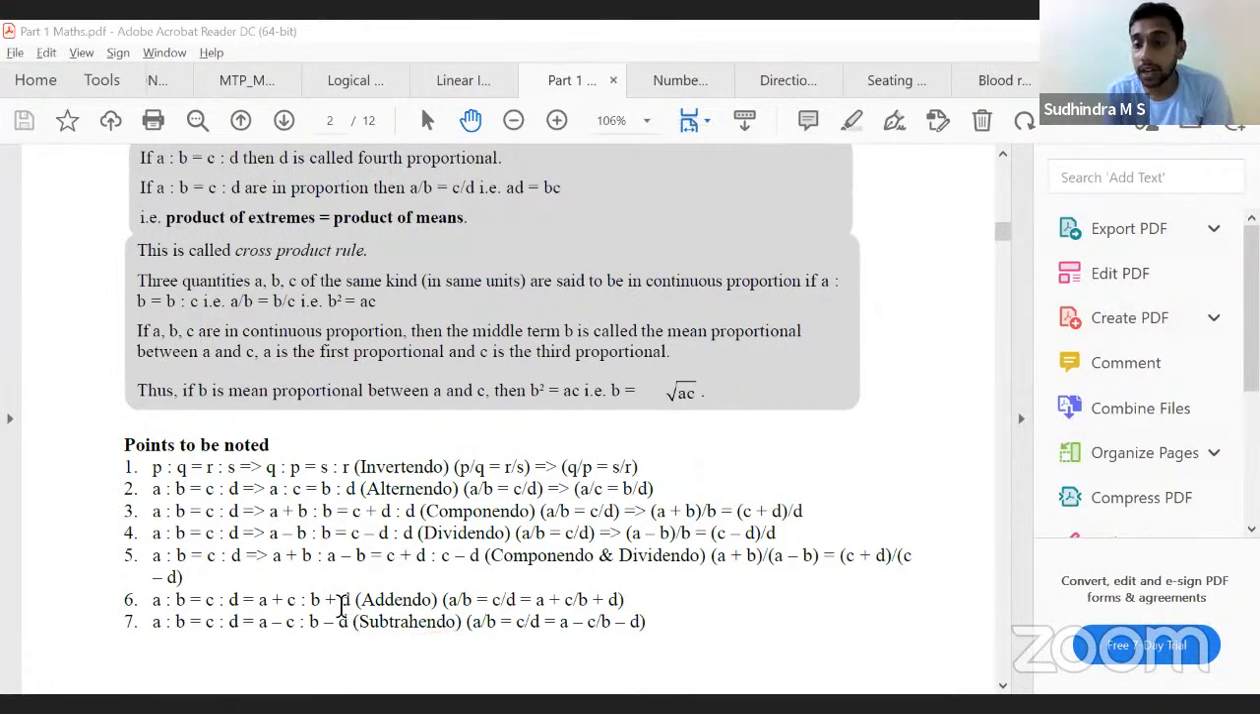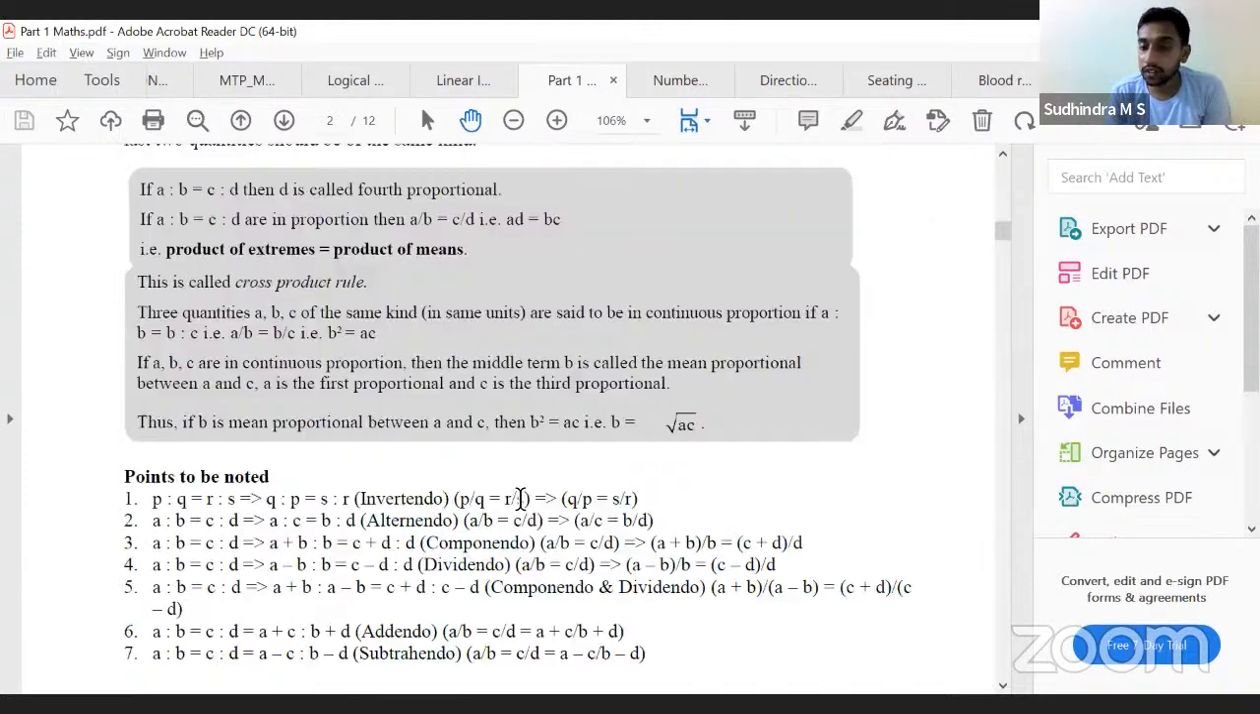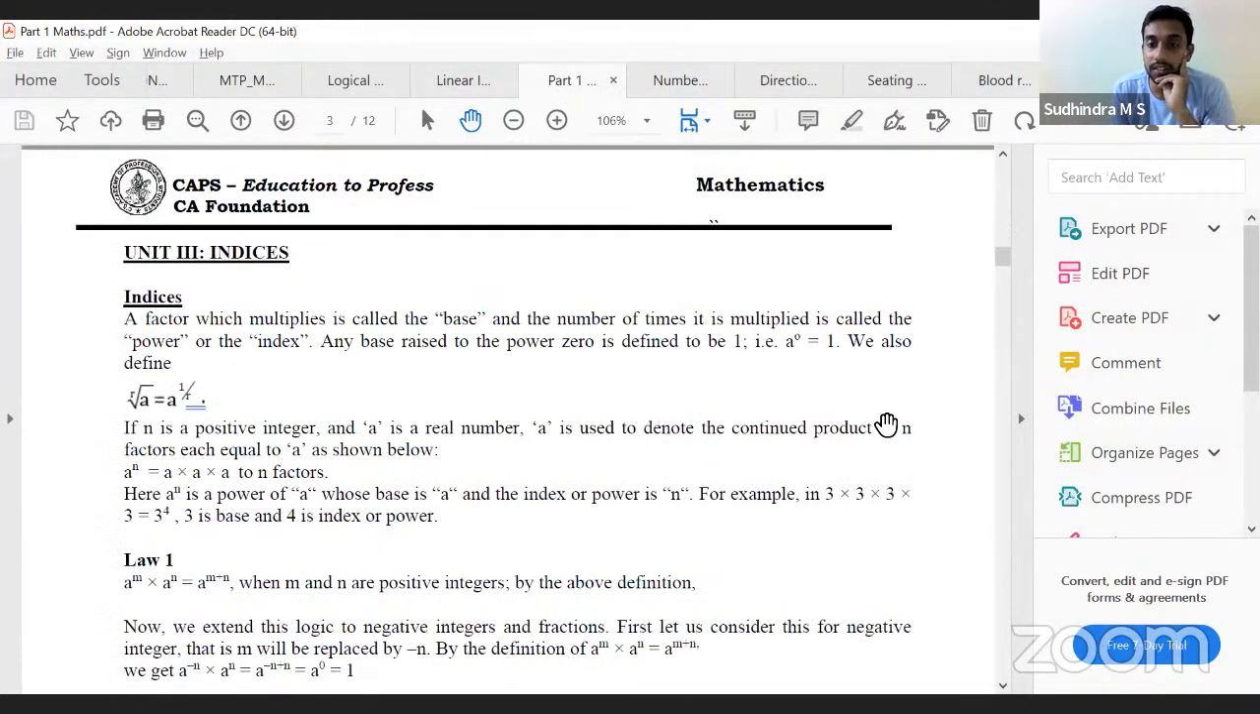Very important, can be asked. We have to focus on this. We have to remember this, and it's easy to remember. We should not get confused between componendo, addendo, dividendo and subtrahendo. That's all. This is with regard to proportion. So we have discussed ratio and proportion. Small concept of indices, we'll discuss that as well.